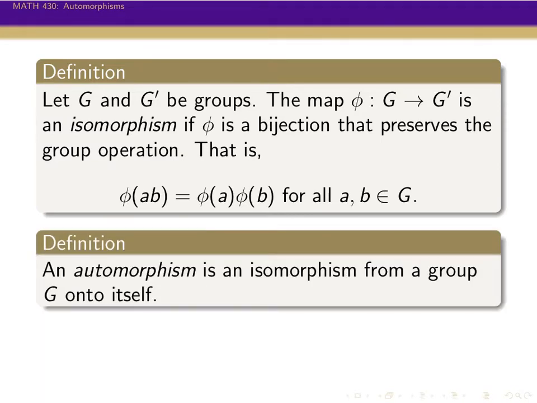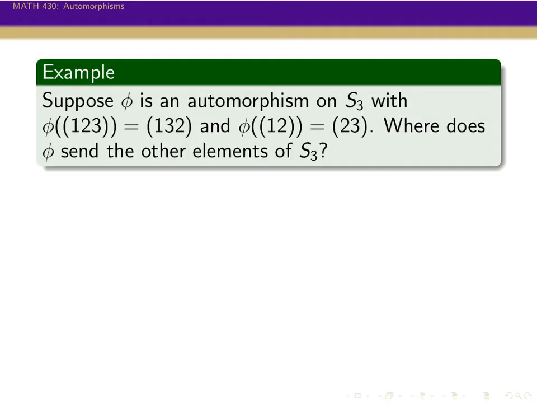So in this video, we are specifically going to be looking at what are called automorphisms, and this is an isomorphism from a group to itself. So these are isomorphisms where the domain and the range are both the same group. So let's jump in with an example.